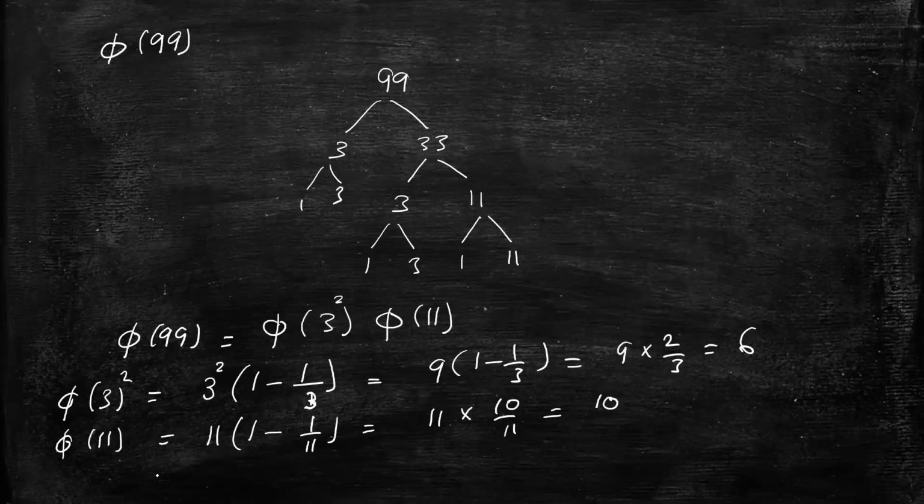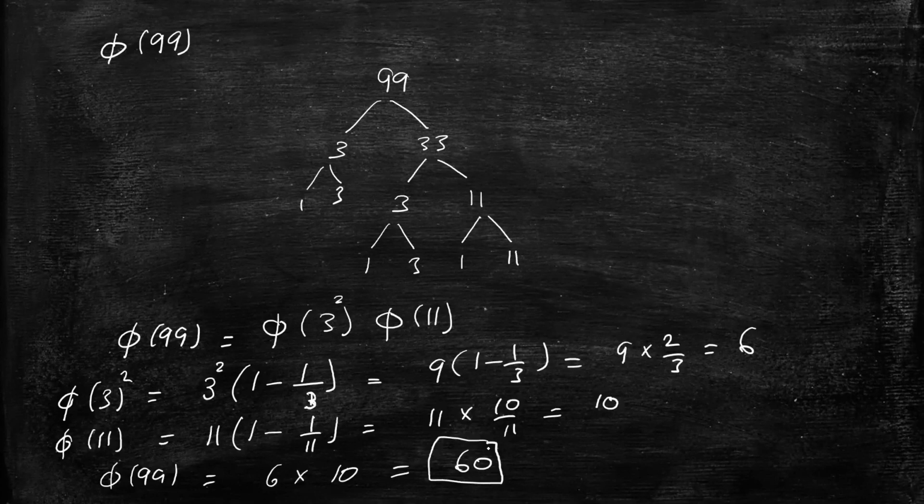So now we just need to multiply them out. So phi of 99 is going to be the product of phi of 3 squared, which we already computed to be 6, times phi of 11, which we already computed to be 10. So that's going to be 6 times 10, which is going to be 60. So 60 basically tells us that there are 60 relative prime numbers to the number 99. And that's how we compute Euler function.